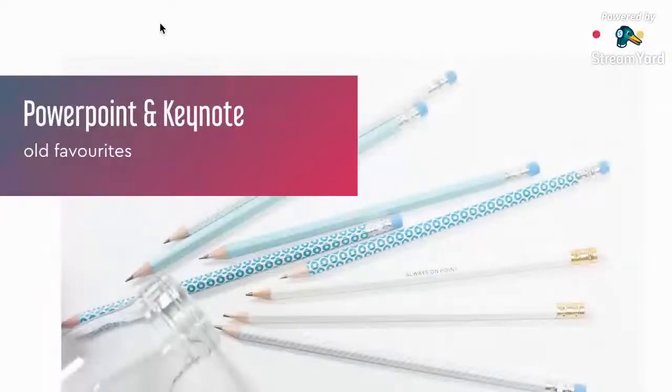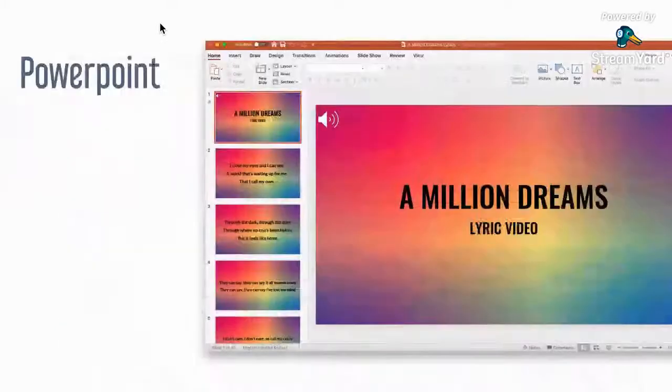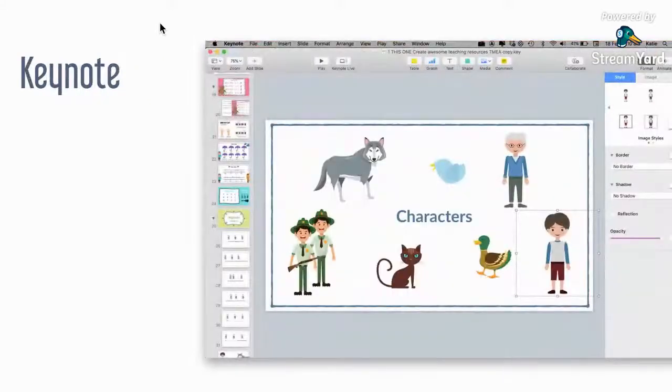So PowerPoint and Keynote, I've called them here the old favourites, and they've been around for a long time. So PowerPoint looks like this. This is just an image of a lyric video that I made using PowerPoint. And you can see I chose a really brightly coloured background because PowerPoint, when I open it up, seems really dry. And I think that's a throwback to how long it's been around. But basically you can use it for all of these things. And like I said, it's got that canvas type option where you've got a free screen where you can drag things around and place elements wherever you want. Now, Keynote is essentially the same thing and allows you to do the same sorts of things.